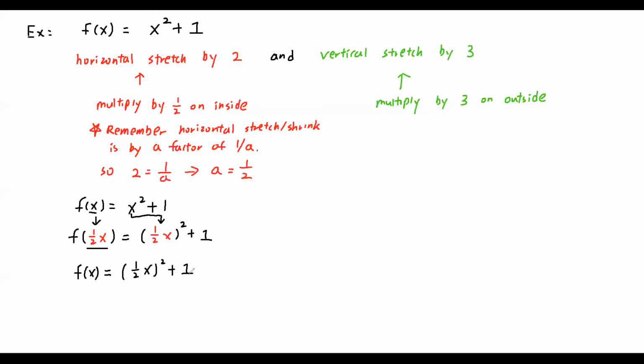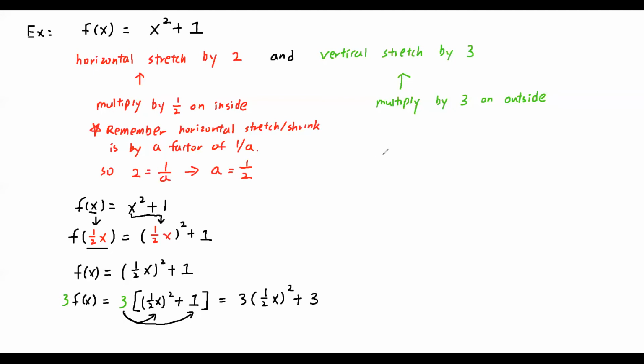So we are ready to perform our second transformation, which is a vertical stretch by 3. This means we have to multiply 3 on the outside of the function. So we will get 3[1/2 x² + 1]. Realize how the 3 is multiplying the whole function. And what is our whole function? 1/2 x² + 1. So we will need to multiply the 3 to all the stuff in the function, and we will obtain 3/2 x² + 3.